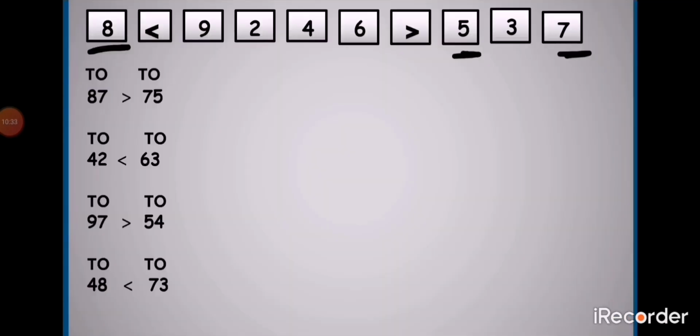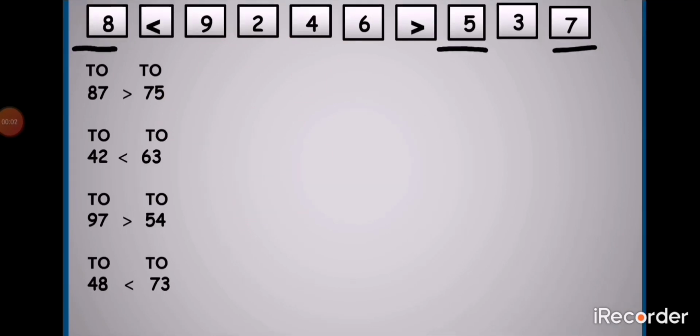We have made some numbers here, but you can make more numbers with the help of these cards. As you can make 36, you can make 79, you can make 57. There are lots of choices and you can make your own numbers. So do practice at home.